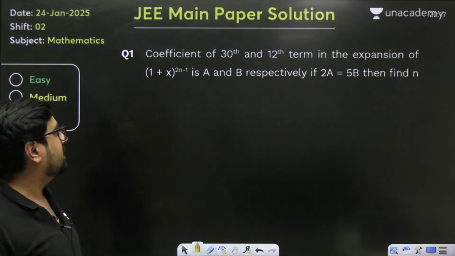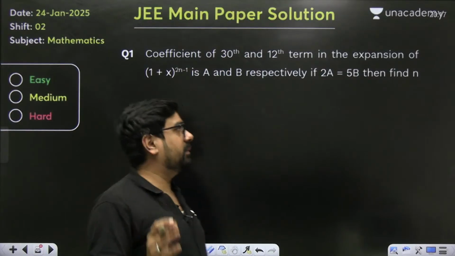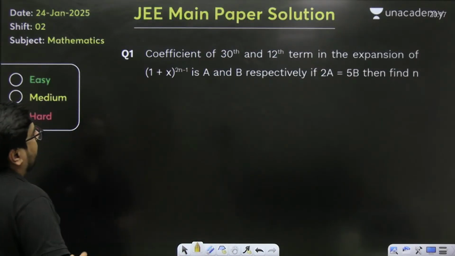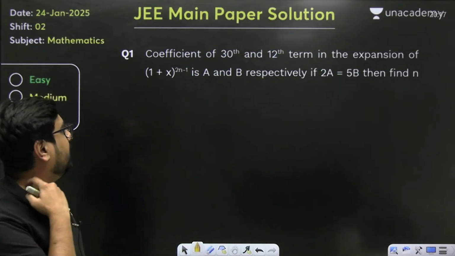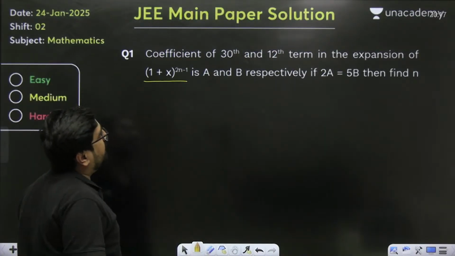This is all memory based. So everywhere you are seeing, everything is memory based, students' memory. Whatever they are telling us, we are getting. So let's see. Coefficient of 30th and 12th term in the expansion of this is a and b.